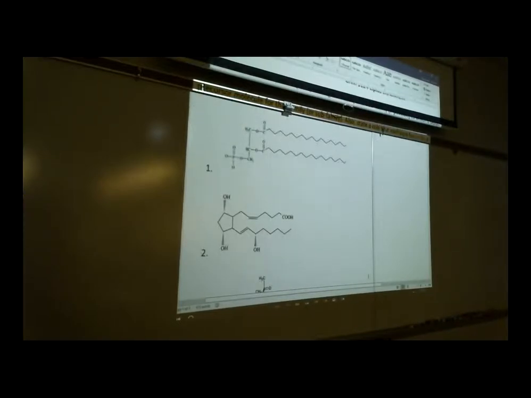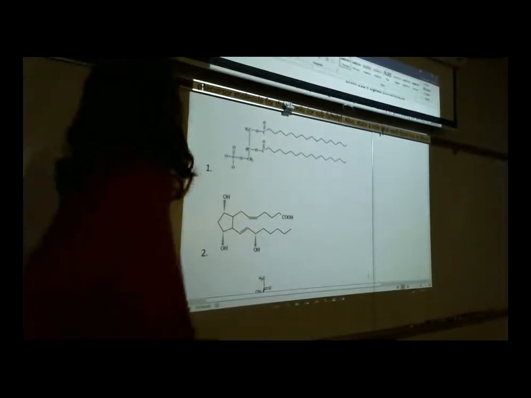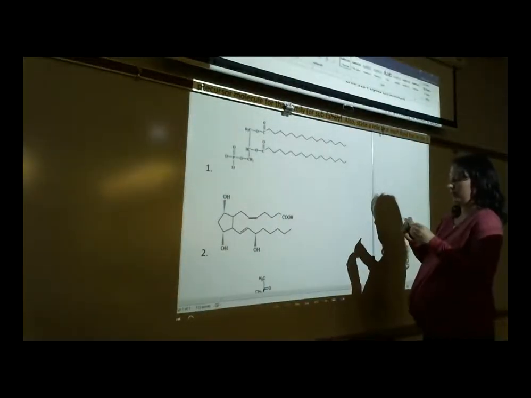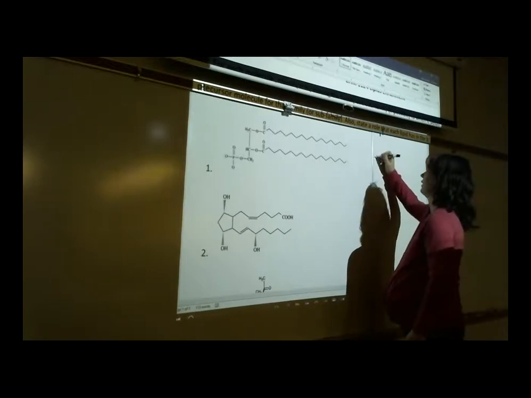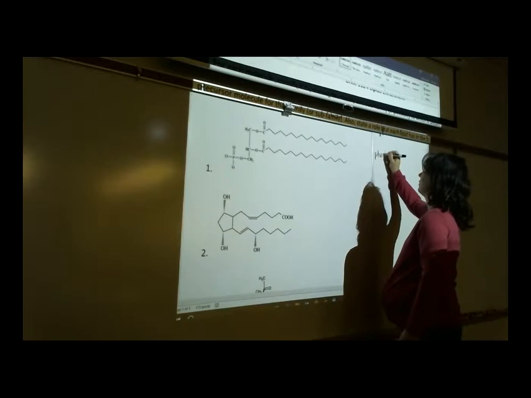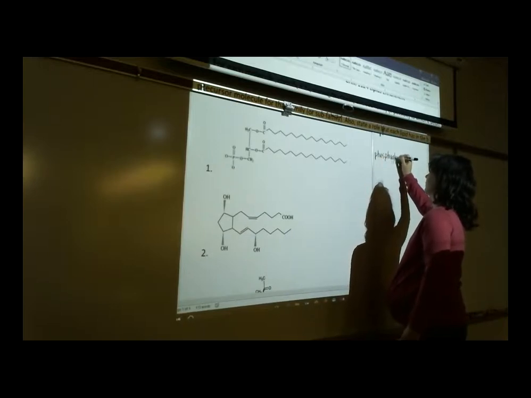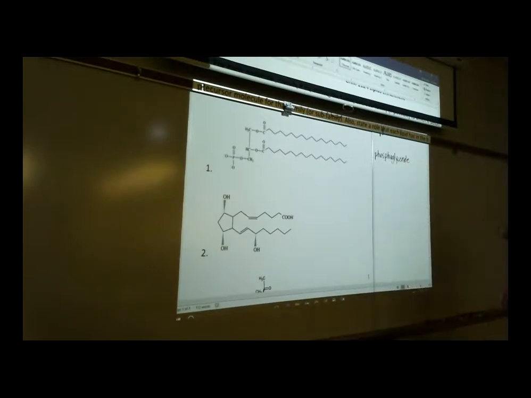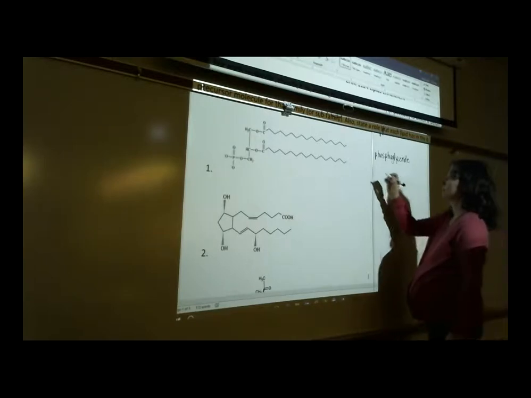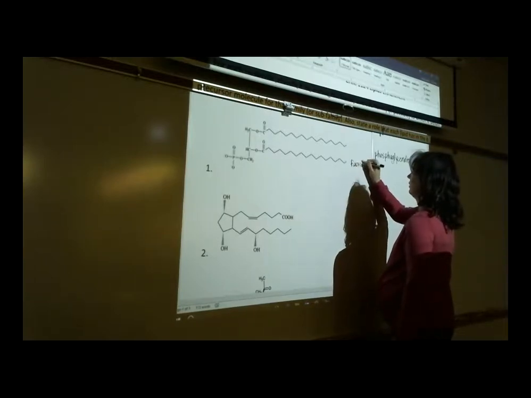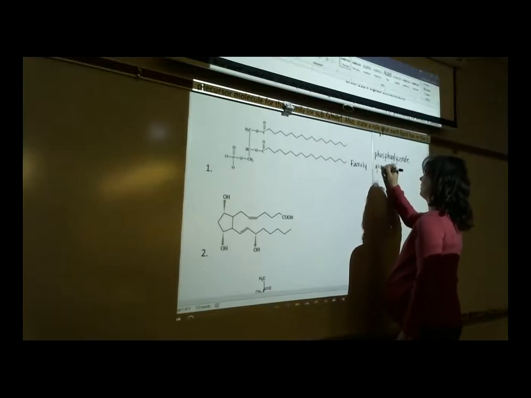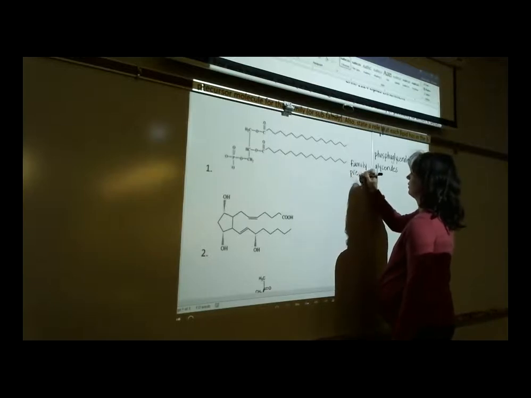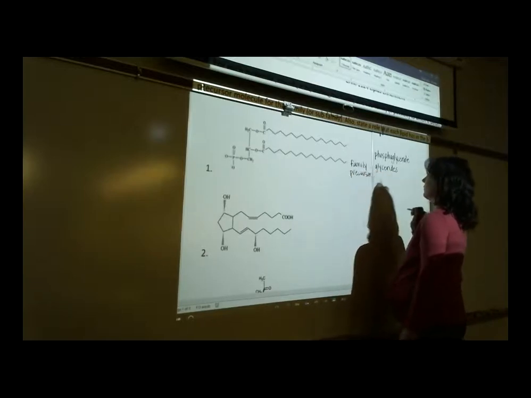So, number 1, what is this? Close, it's a phosphoglyceride, right? And what family does that come from? All right, glycerides. What's the precursor? Glycerol.